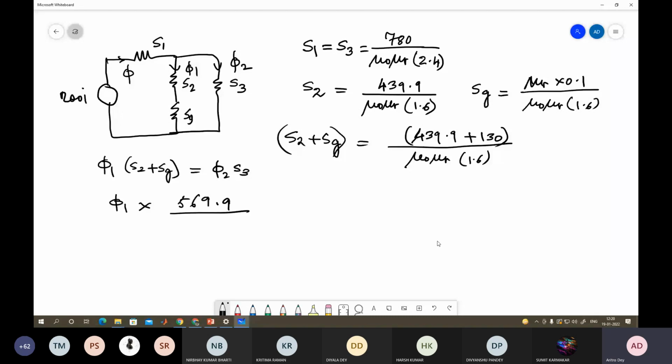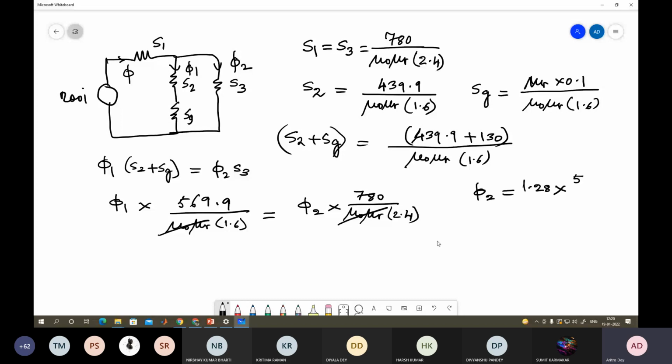That is equal to phi 2 into 780 by mu 0 mu r into 2.4. So that is why I didn't put their value. So you can now find out easily what is your phi 2. Phi 2 is equal to phi 1, which is given 1.28 milliweber, into 570 into 2.4 divided by 780 into 1.6. So it is 3/2.